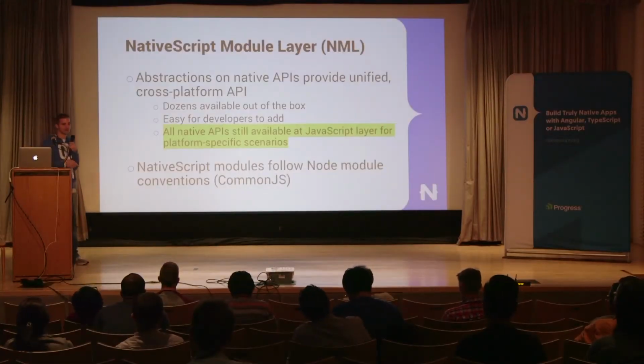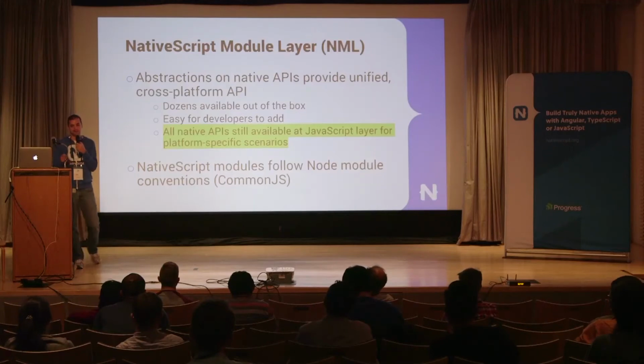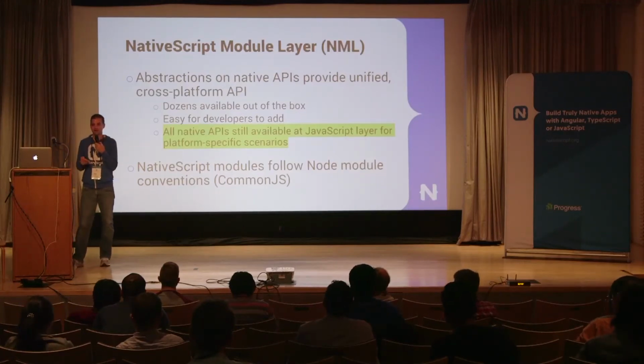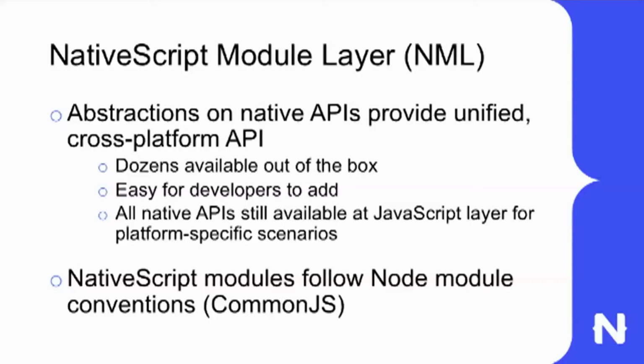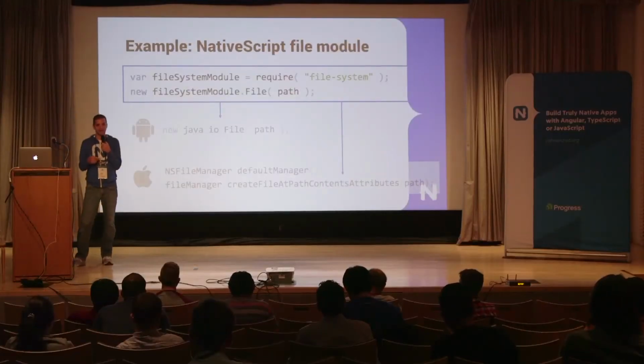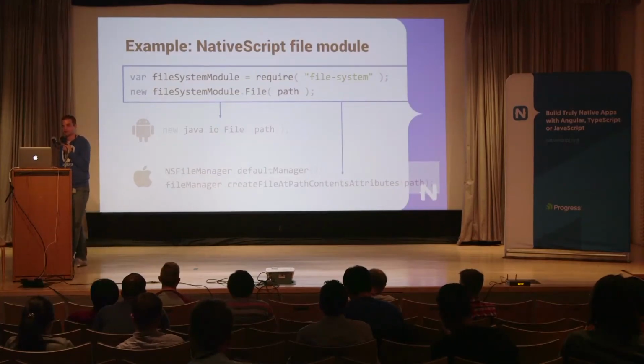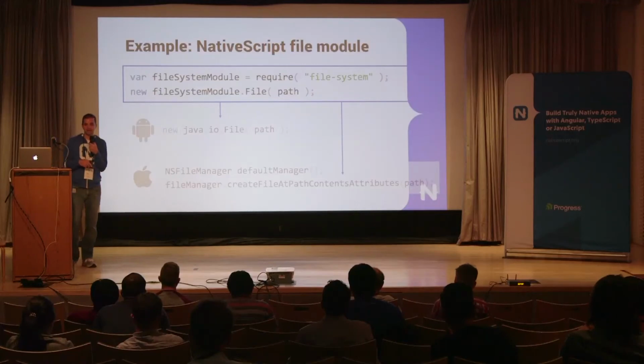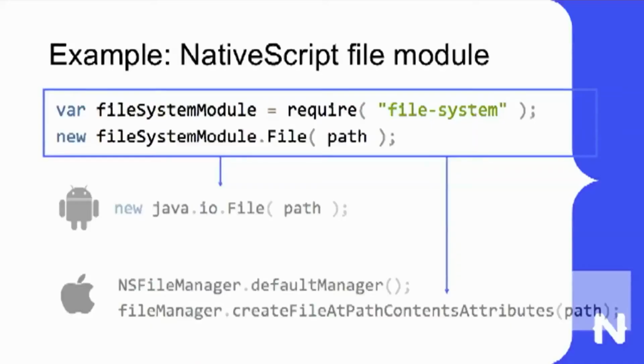So this is where the NativeScript module layer comes in. NativeScript modules are effectively abstractions on top of native APIs, right? It provides a unified API across platforms. A good example of this is the NativeScript file module. So those two lines of JavaScript you see here, those map directly to the native APIs you see below. So you don't have to know what an NSFileManager is. I don't want to know what it is, right? I just want to know how to access it with the NativeScript file module.